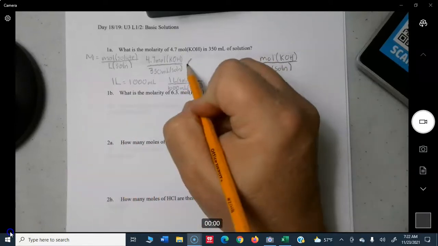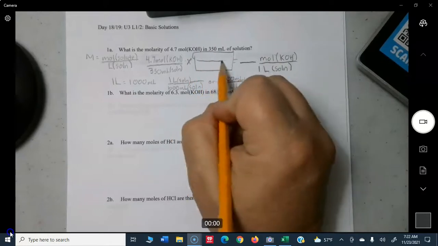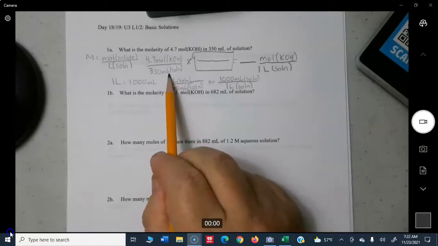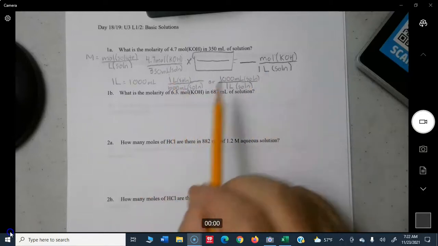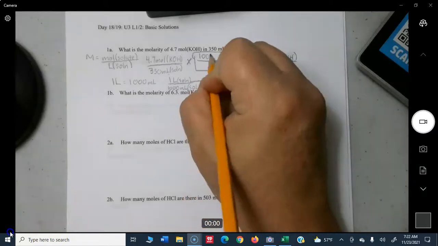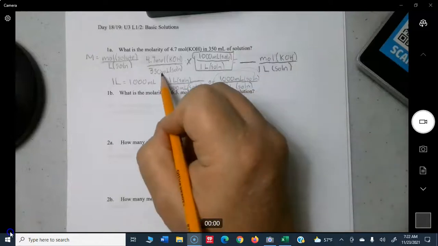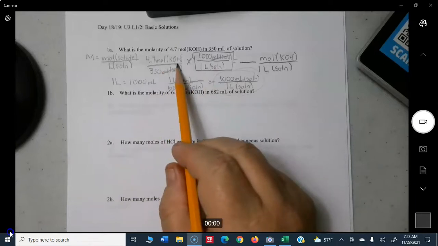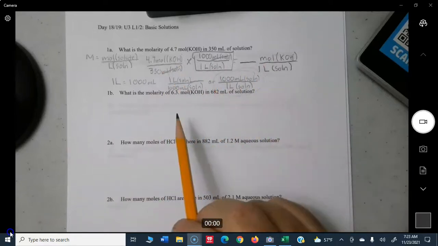So we need a box here. Which one of these two are we going to put in that box? Well, we have milliliters on the bottom. We need to get rid of it and get liters on the bottom here. So we're going to use this one right here. Milliliters of solution and milliliters of solution cancel, bottom, top. And we're left with moles KOH on the top, liters of solution on the bottom.